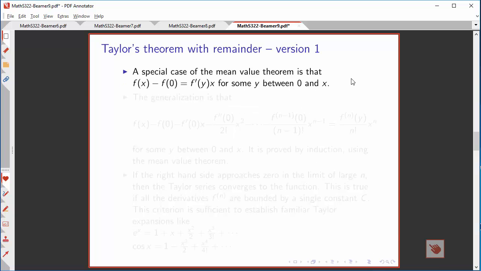Well, let's start by thinking about the mean value theorem in the special case where we're considering the interval from 0 to x. Then the mean value theorem says that f of x minus f of 0 divided by x minus 0 is f prime of y for some y in the interval between 0 and x. I've taken the mean value theorem and multiplied both sides through by x.